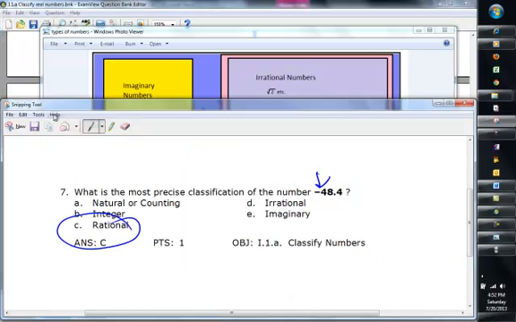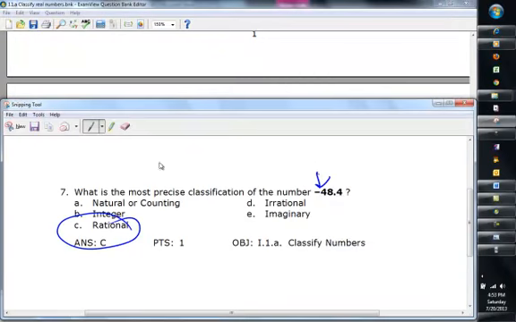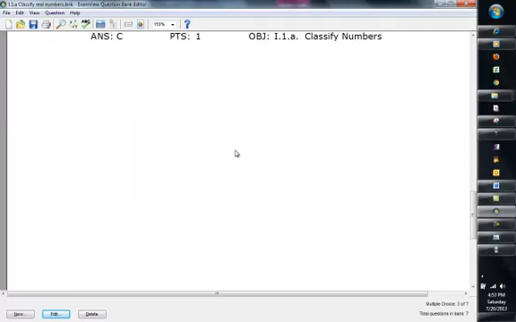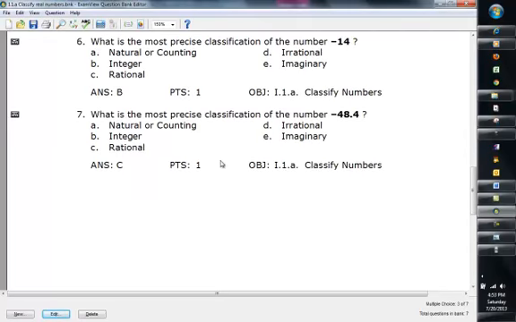Next one. Oops. I believe that's all of them. So that is how you do the Learning Objective 1.1.A, classifying real numbers.